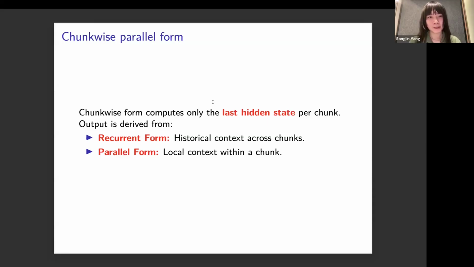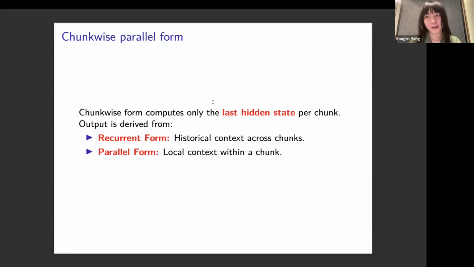Then after computing all of those trunk level hidden states, we can compute the output based on the input query, key and value, and the trunk level hidden state. So in this case, we could have a hybrid strategy.